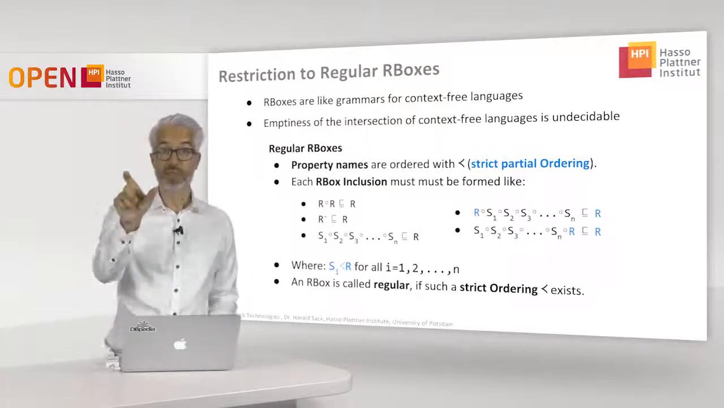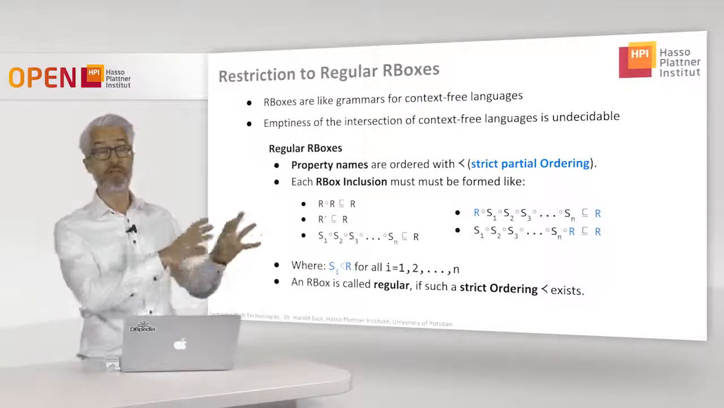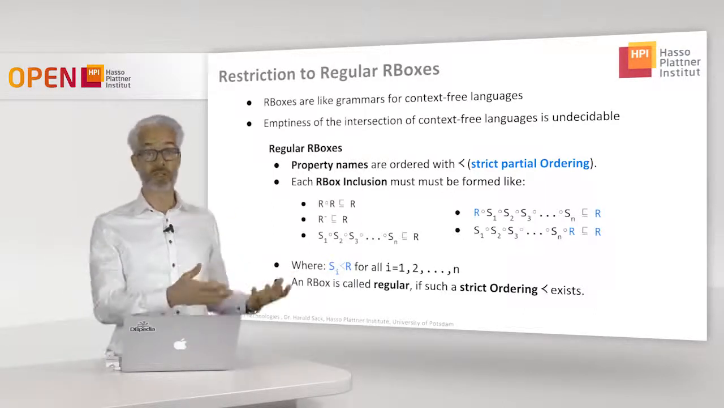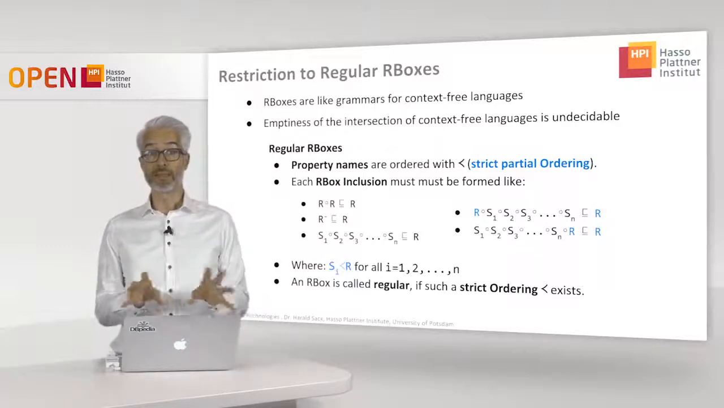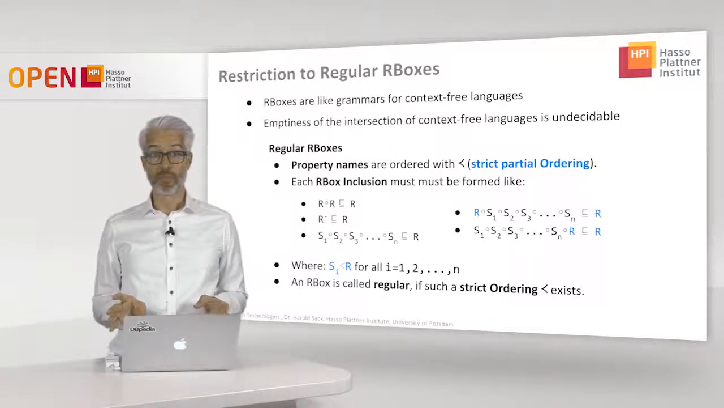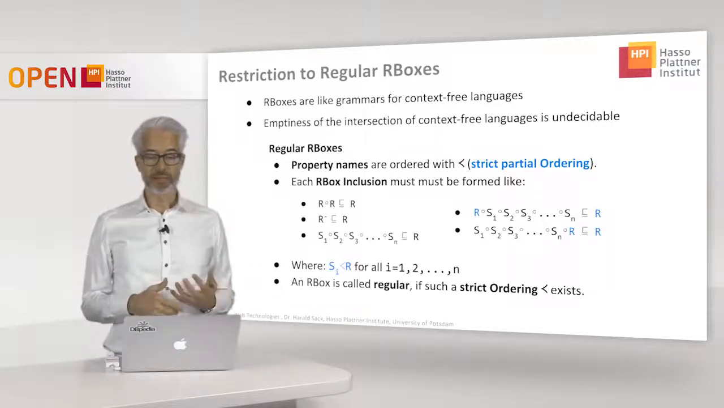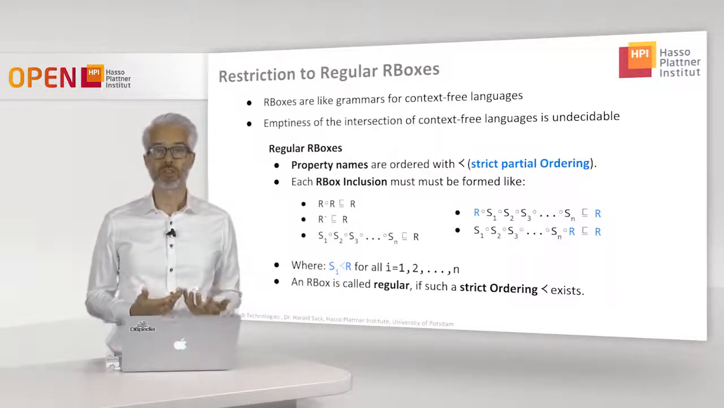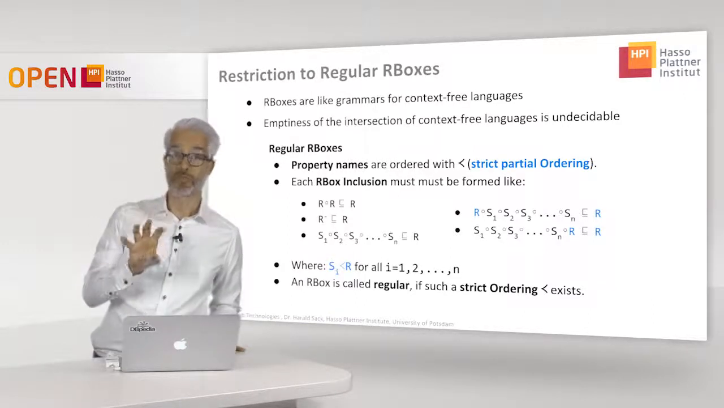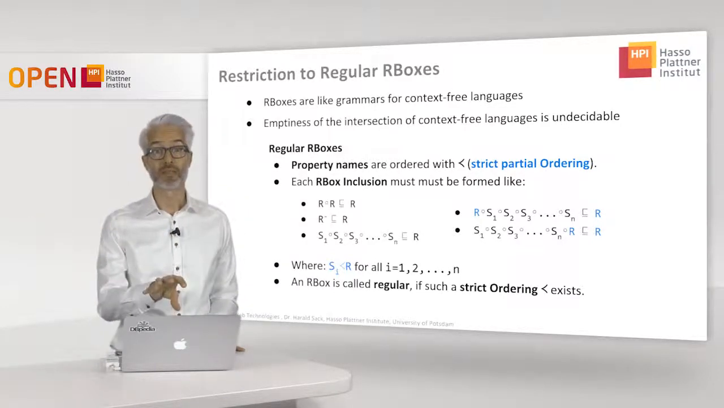Therefore, we restrict the R boxes to so-called regular R boxes. They are related to so-called regular grammars, regular languages. So what do I have to do to maintain regular R boxes? First, all property names that I use must be ordered. So I must define an order, a strict partial ordering. This ordering must be strict. That is the first thing, an ordering. We will see how we will use that.